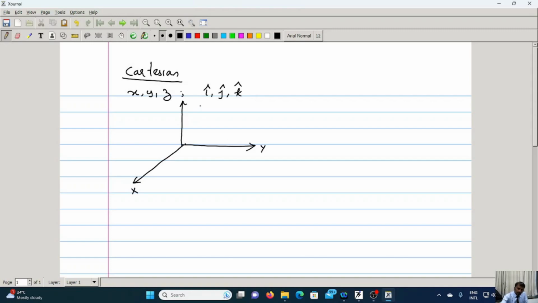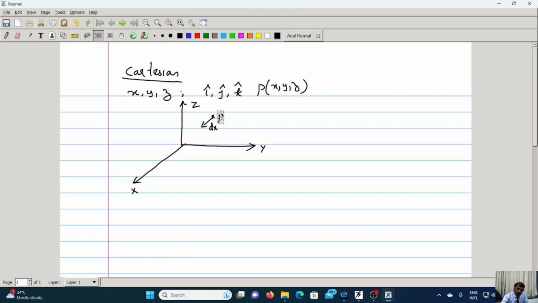X, y, z. If you take one point here, this point has three components. Point P has x, y, and z. This is what we have learned already. Now we know the variables. Now I am increasing the variable at this point by some distance of dx along the x axis. So this is dx.